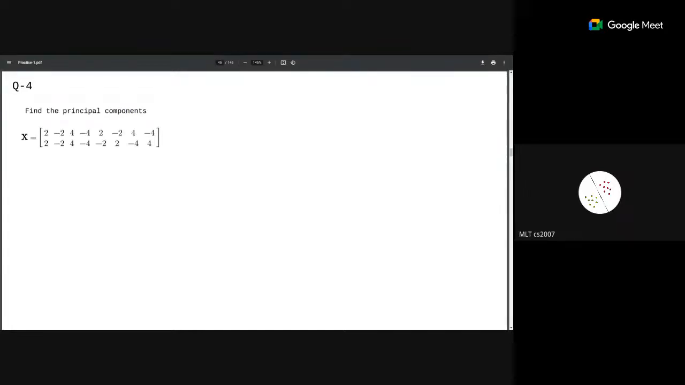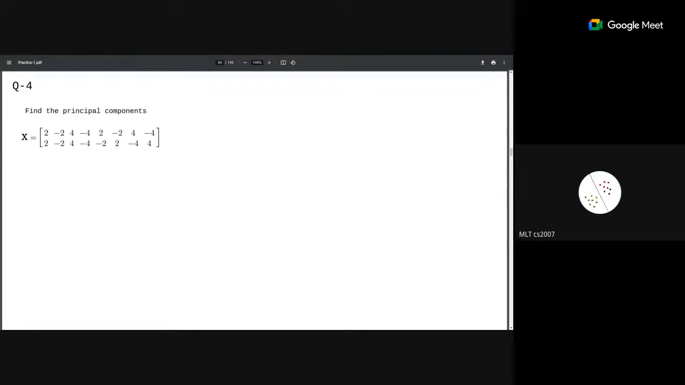You are given a data set X. How many features does it have? Two features, and 8 data points. That's the data set. Now you have to find the principal components. How will you go about it? Sir, by looking at the data set, it looks like it has 2 principal components, (1, 1) and (1, -1).